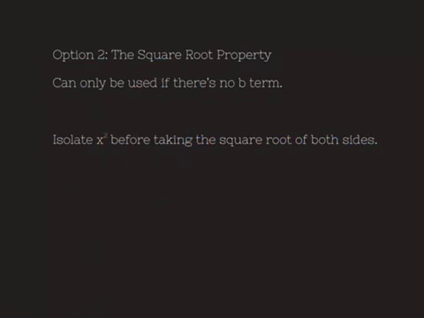So a second method that we can use is what we call the square root property. Now this particular method of solving can only be used in certain situations. We can only use it if there is no b term. Remember, with quadratics we have ax squared plus bx plus c. So in this case we can't have this middle term where we just have x to the first power. If there is an x to the first power like this, we can't use the square root property.